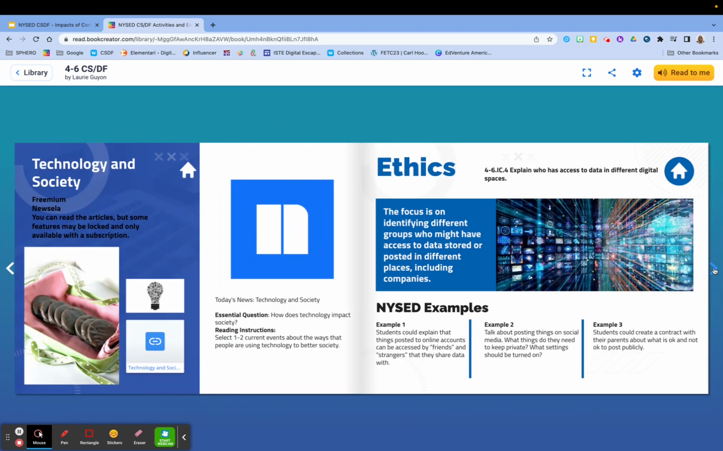The next one in ethics is talking about your data. So it says explain who has access to data in different digital spaces. The clarifying statement is to focus on identifying different groups who might have access to data stored or posted in different places, including companies. So this could be a great conversation about social media, why you keep things private, what you should turn on, the information that we share with strangers versus our friends, and so on.